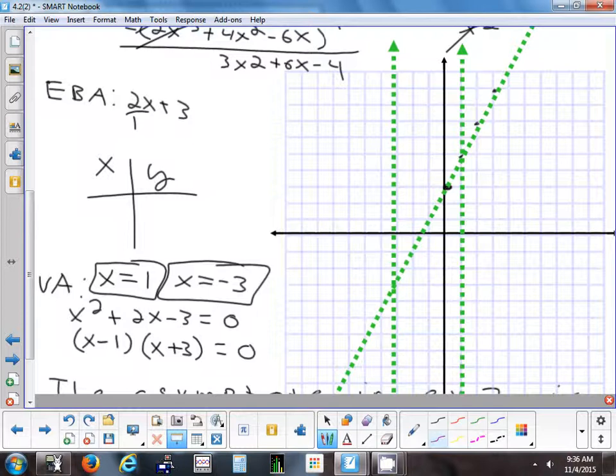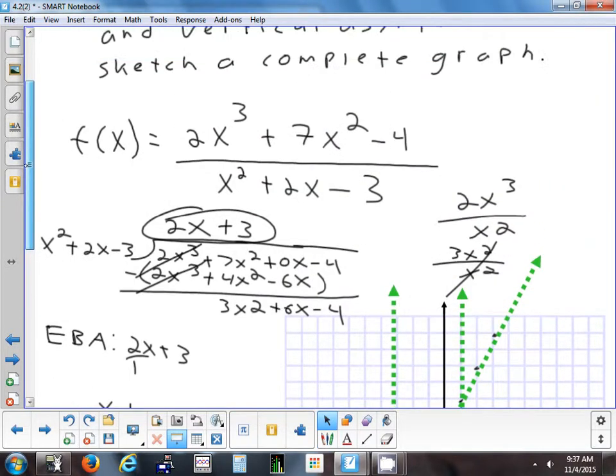So I'll never ask you for an end behavior model for this kind of problem because it doesn't apply. That only applies to horizontal asymptotes. All right, now I've just got to check points on each side and see where my graph is going to be trapped. It's going to be trapped in some of these sections, I'm just not sure where yet. So let's use our table to help us out.